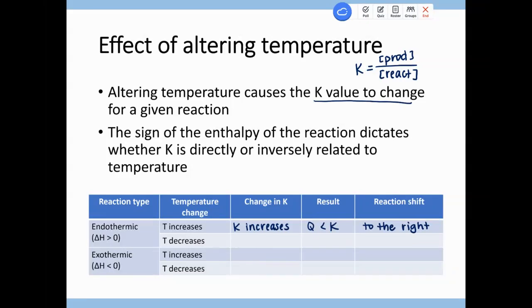Now, as you can probably imagine, if we decrease temperature, the opposite will be true. So energy is required, and we're removing energy. That means fewer products will be generated at equilibrium. So K will decrease. So Q at that time will be greater than K, and the reaction will shift to the left.